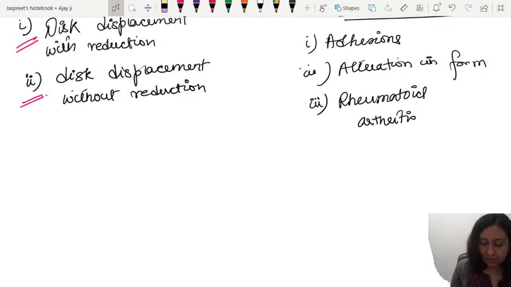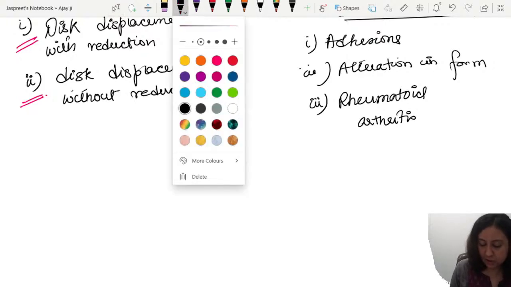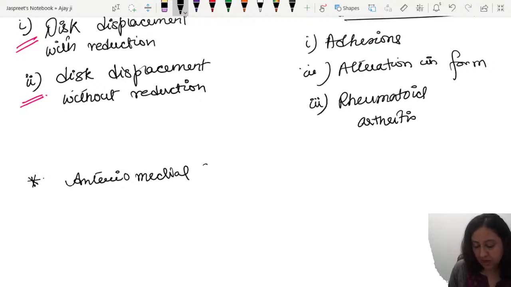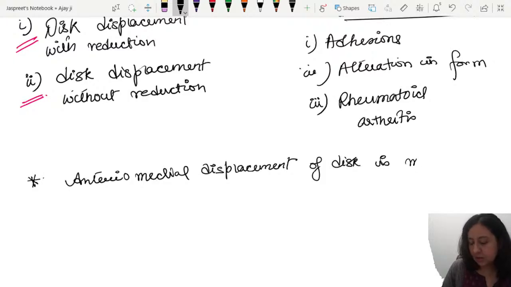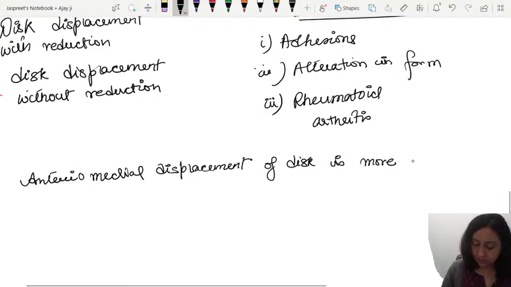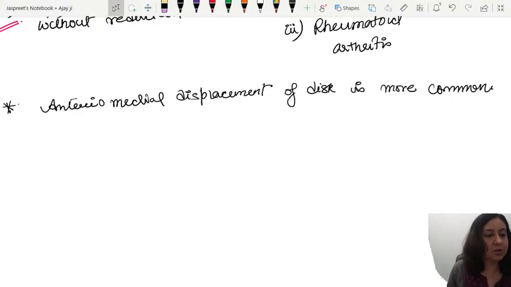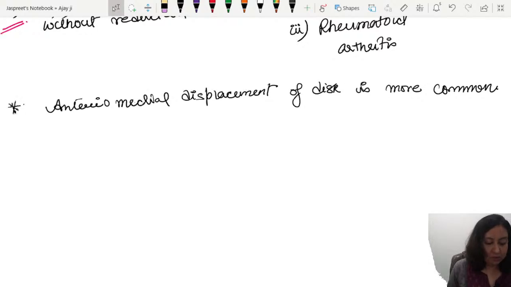Before we go into the details of these two conditions, I want you to note down important points. Please write down anteromedial displacement. Anteromedial displacement of disc is more common. Alright, this is an important point. Anteromedial displacement of disc is more common.